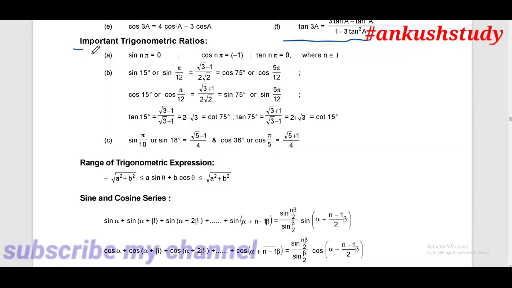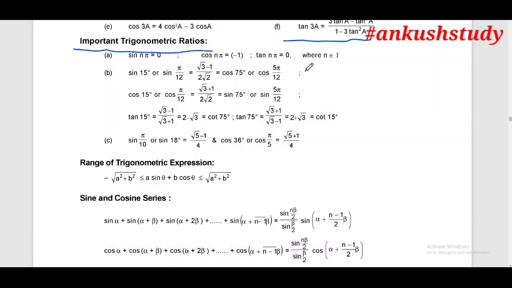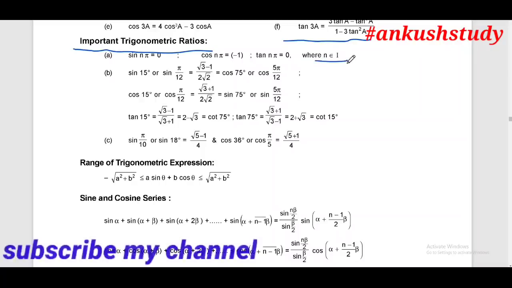Now there are some important trigonometric ratios. Sine n pi equals 0 and cosine n pi equals (minus 1) raised to n. Tan n pi equals 0, where n belongs to I.